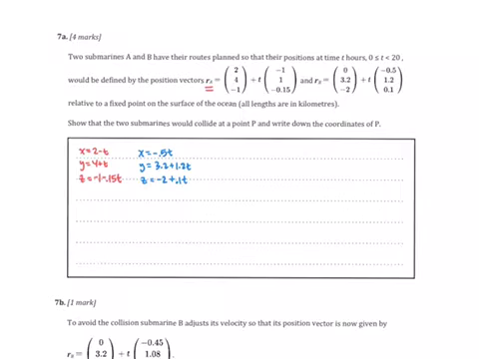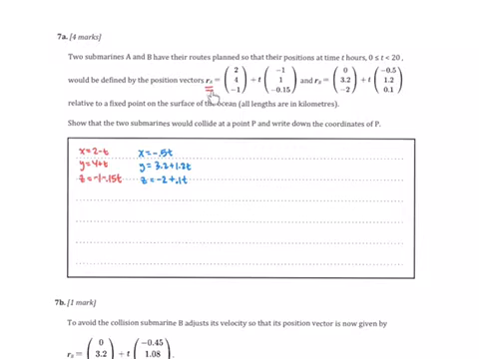I've pre-written some of the information in parametric form here, but would like to read through and explain a little bit about what I did. So 2 submarines, A and B, have their routes planned, so their positions at time t hours from 0 to 20 would be defined by these position vectors.